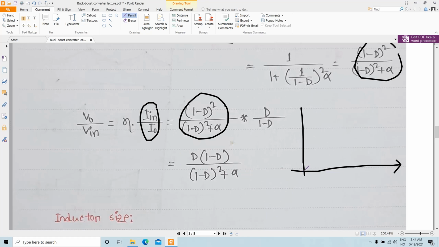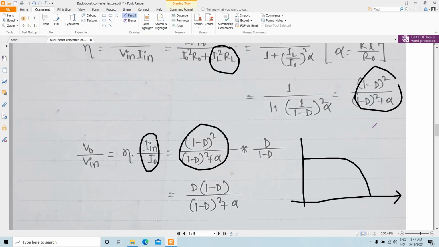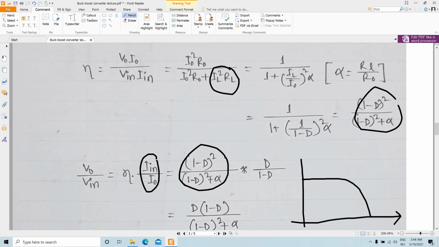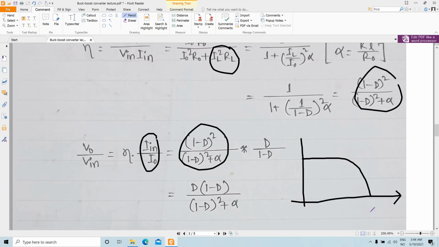Then you will see that after some time the efficiency drops down. This is clear from here: as D approaches 1, the numerator becomes 0. So when D is 1, the efficiency is basically 0%, and when D is 0, at that time the efficiency is basically high, and after some time you have a decay in your efficiency.